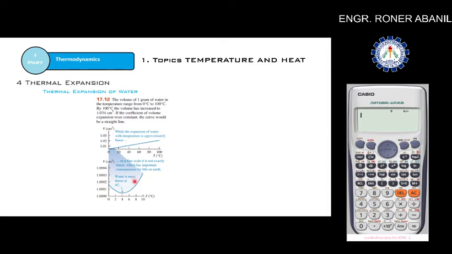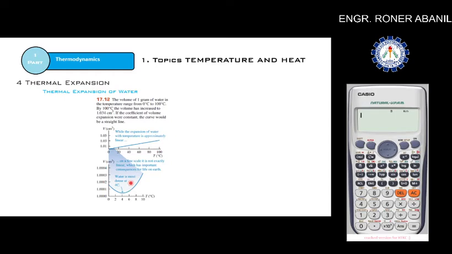So, meron siyang isa pang characteristic na kapag nag-freeze ang tubig, nag-i-expand yung kanyang volume. Okay? So, ito yung dahilan kung bakit pag gumagawa tayo ng mga ice cube sa ref is madali siyang matanggal kasi nag-e-expand siya. Okay?